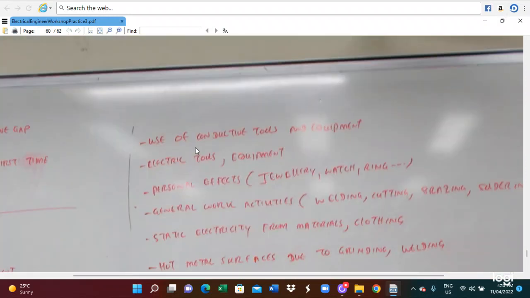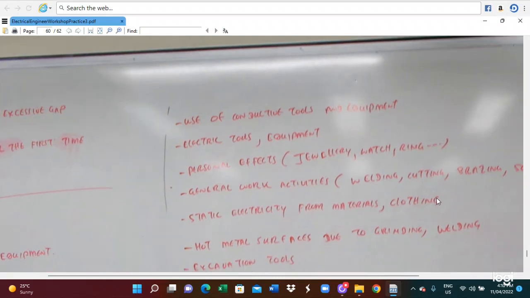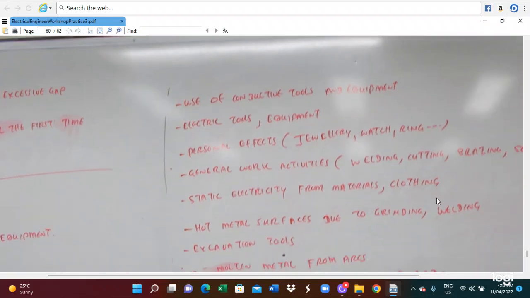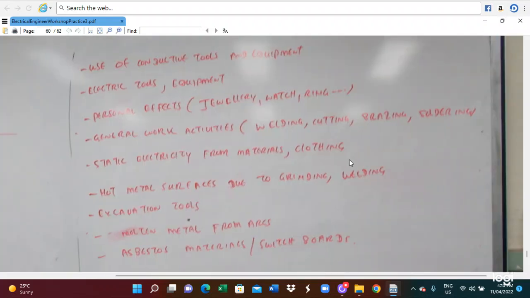And use of conductive tools and equipment is also an important aspect. Electric tool equipment you have to prioritize, and also personal effects you need to be aware of, should not be worn. In general activity, welding, cutting, brazing, you should also follow the proper procedure. And also static electricity from the machine and clothing is an important aspect.